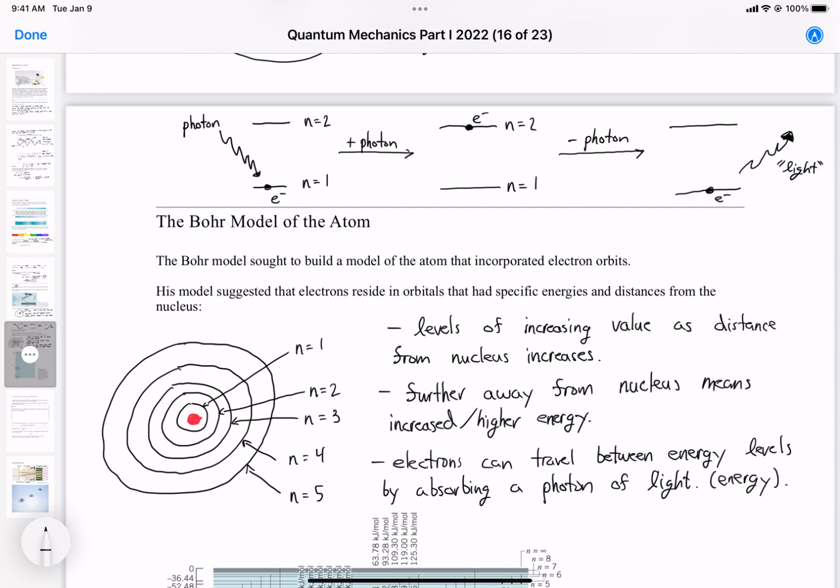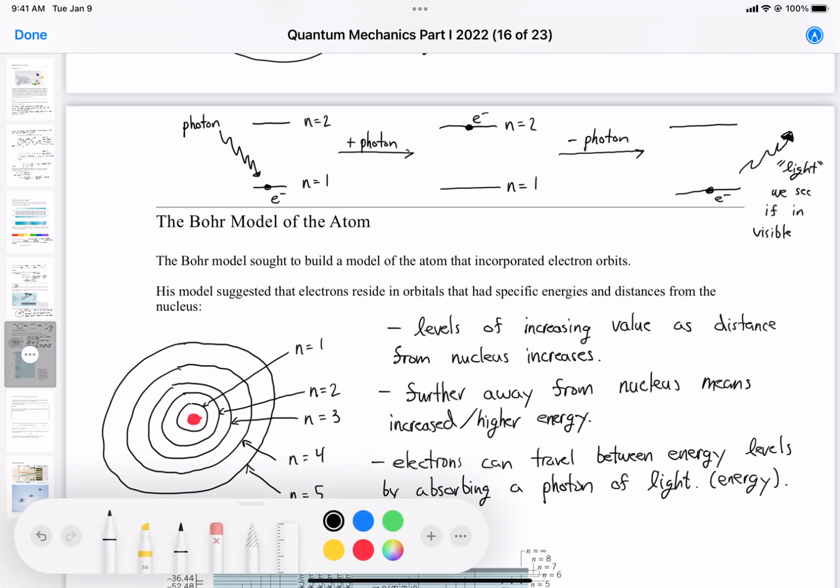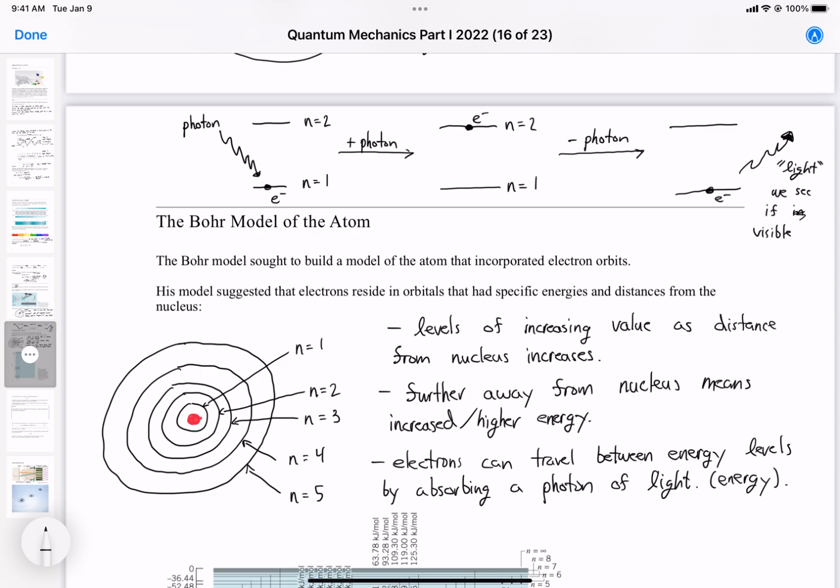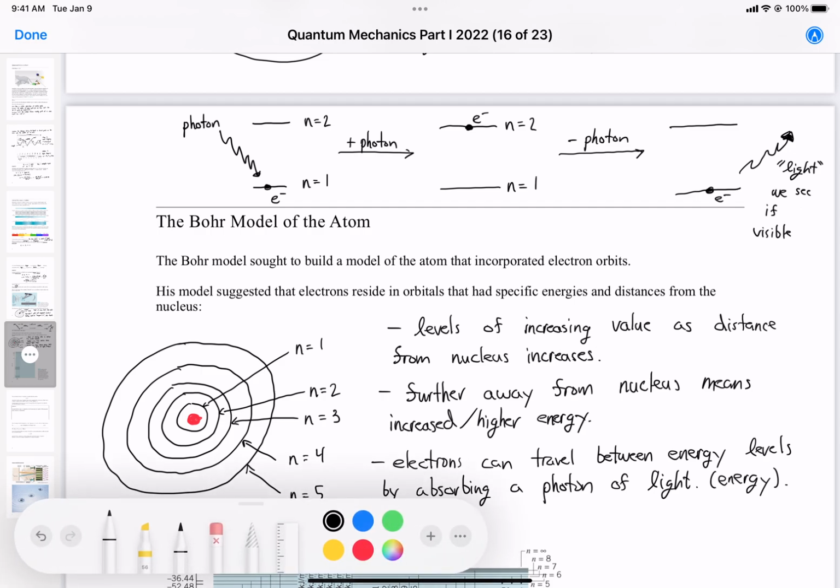Okay, so that's what we see. So we can say light we see. Now that's if this photon has a wavelength in the visible spectrum. So let's just say if visible light. Okay?